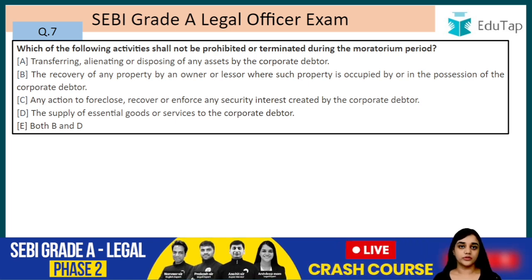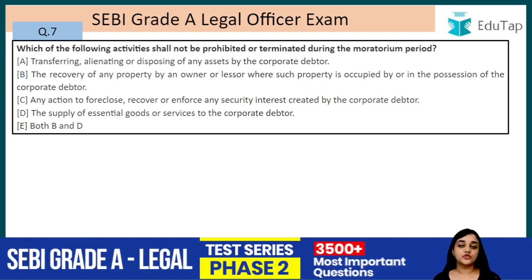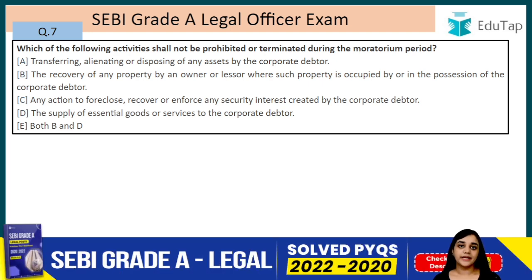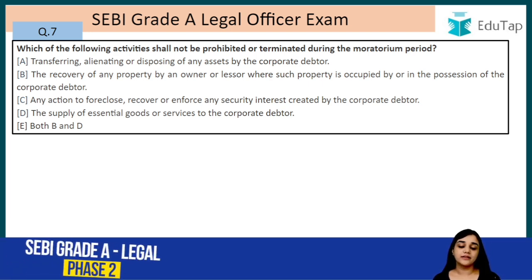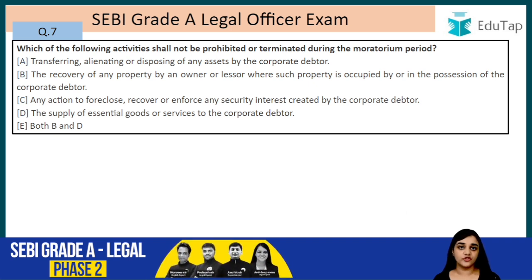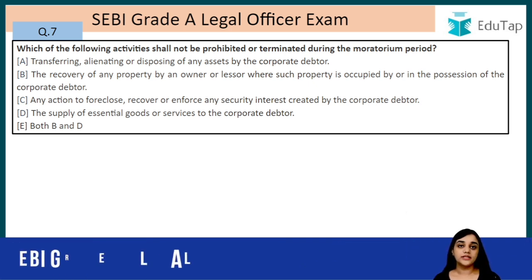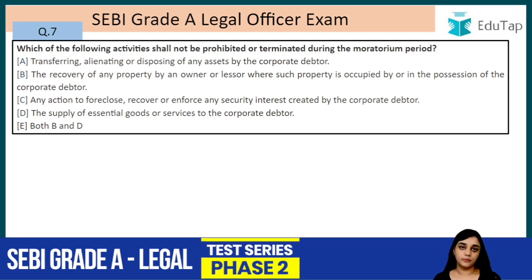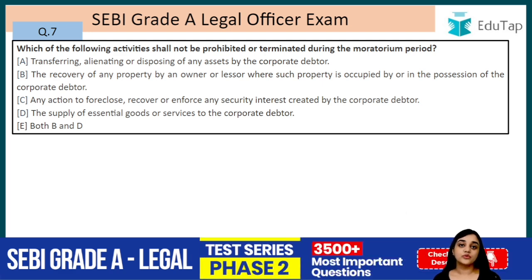Now what is a moratorium period? Moratorium period is basically the cooling time. It is a cooling period where no activity can take place, which means that no new case can be initiated against A Limited. If another case is pending, it will be halted. No assets of A Limited can be sold off, right? So this is basically a cooling period. This is declared by the NCLT that the CIRP process is being initiated against A Limited, and all these procedures will be prohibited. But which are the things which are not terminated?